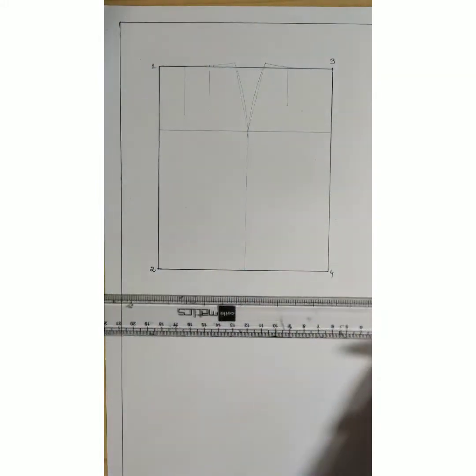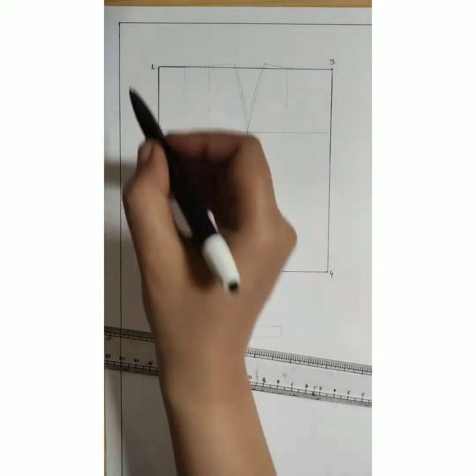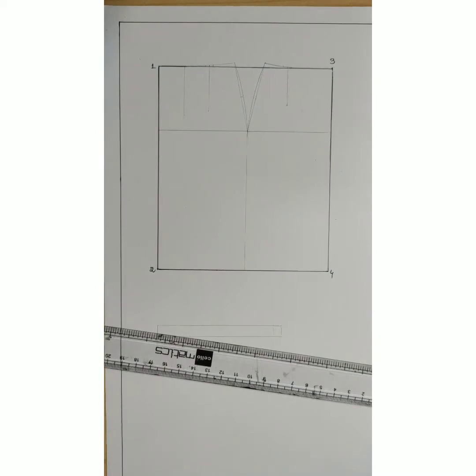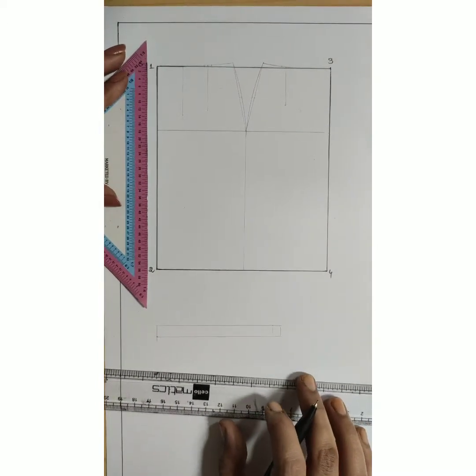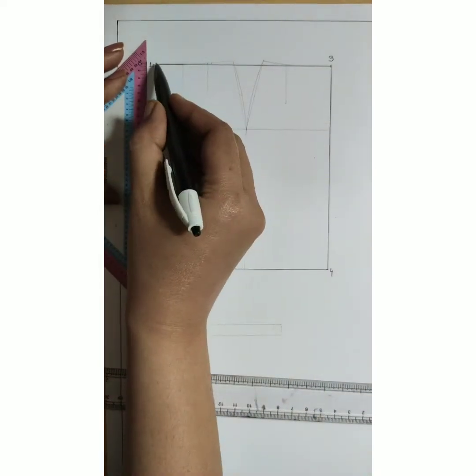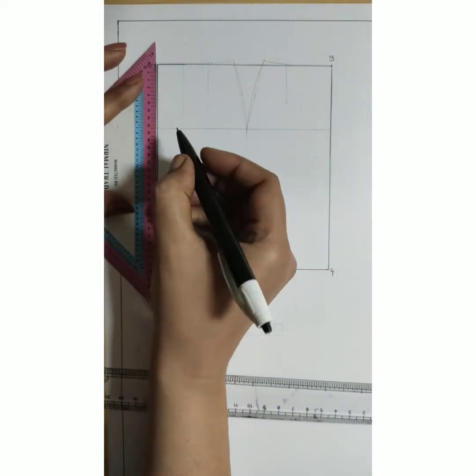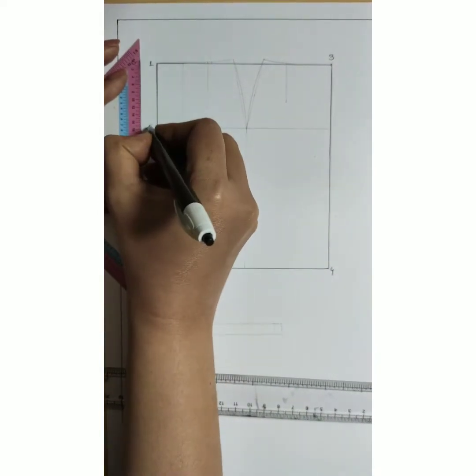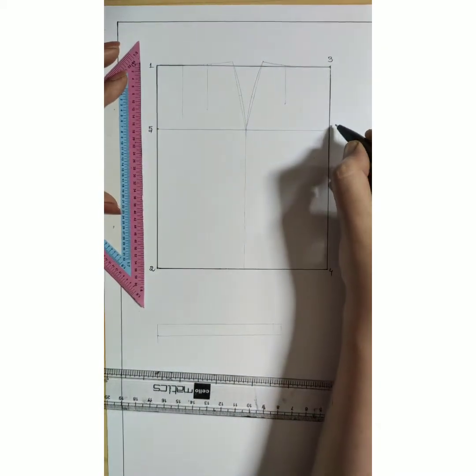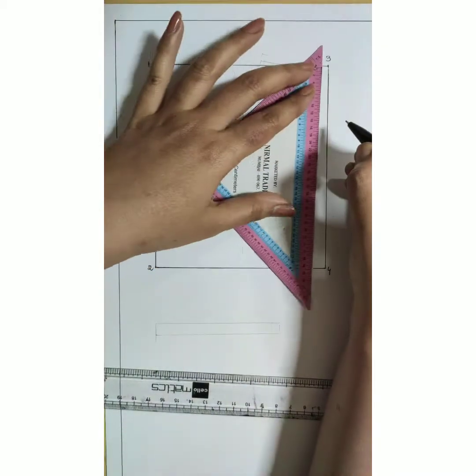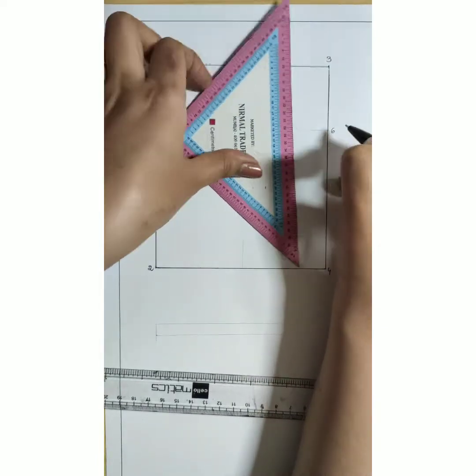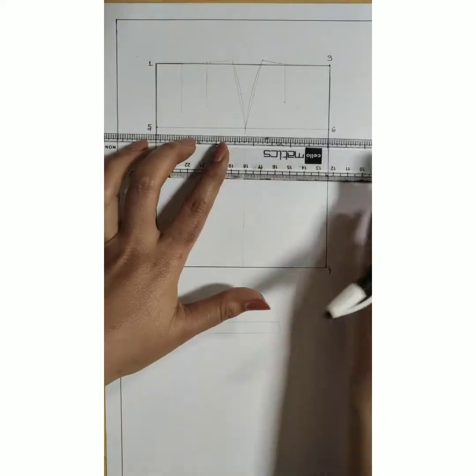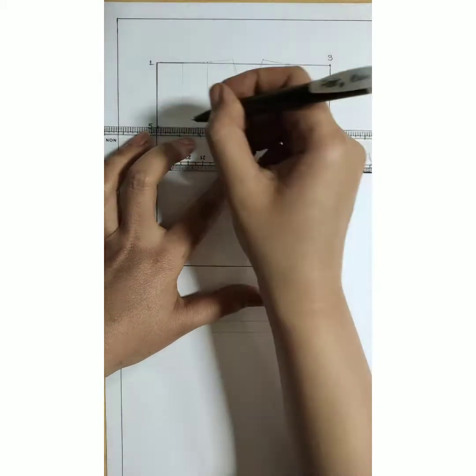Now next step is 1 to 5, downward direction, which is waist to hip measurement minus waistband width, which is 20 minus 3, 17 centimeters for standard size 10. So from point number 1, measure 17 centimeters down and label point number 5. In the same way, from point number 3 measure 17 centimeters down and label point number 6. Then join 5 and 6 with a straight dotted line.